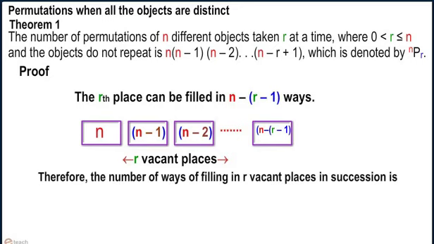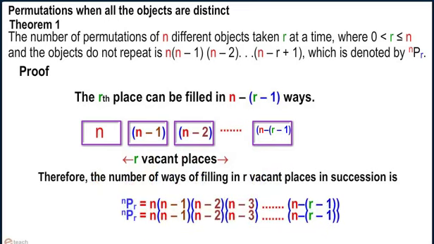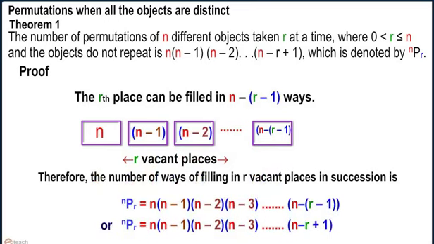Therefore, the number of ways of filling in r vacant places in succession is nPr, that is n into n minus 1 into n minus 2 into n minus 3 up to n minus r plus 1, which is equal to n into n minus 1 into n minus 2 up to n minus r plus 1.